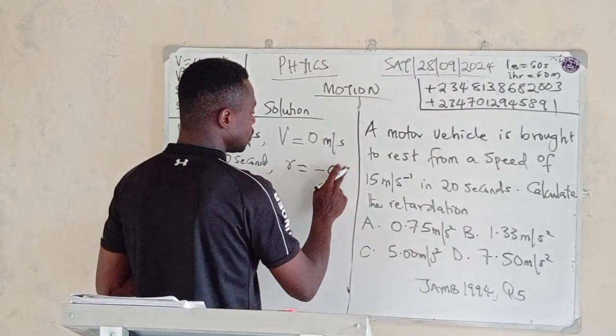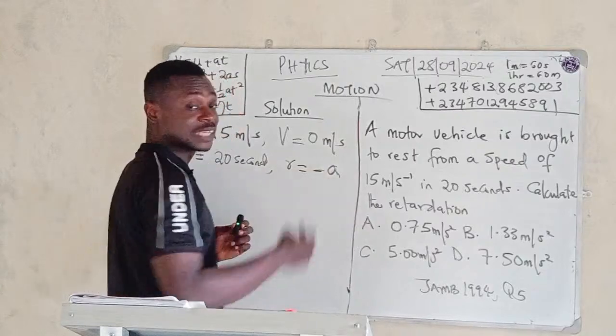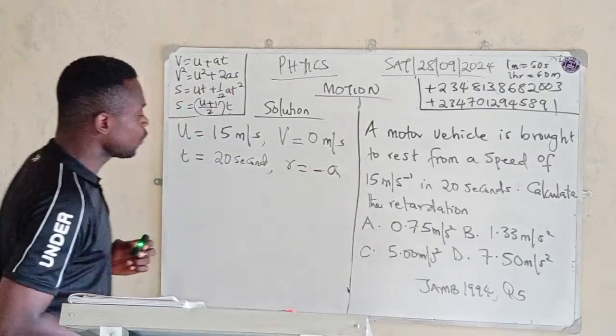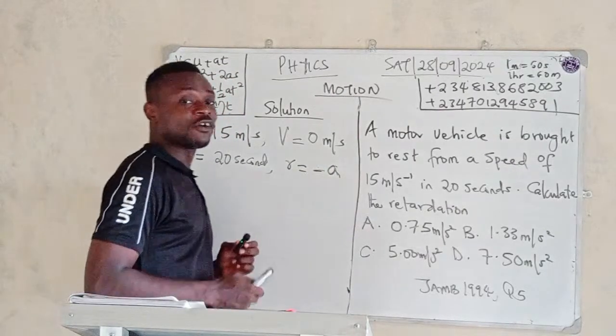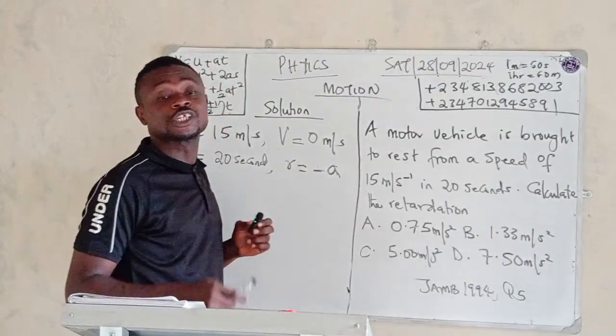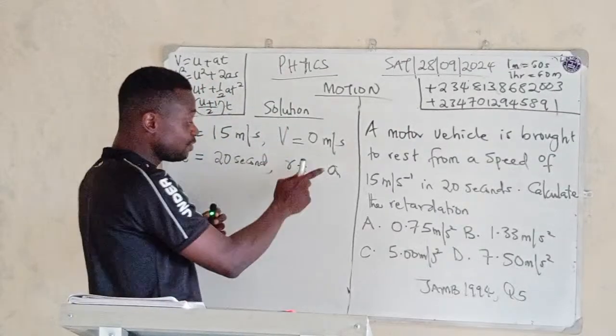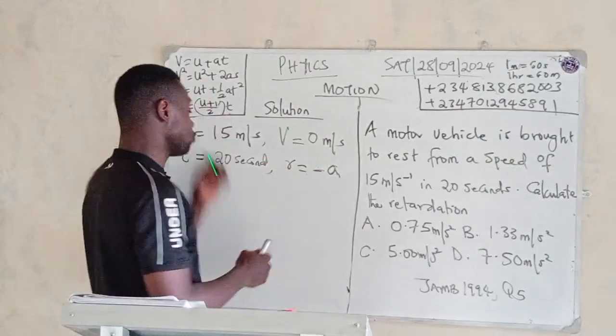We are looking for R, which is negative of A. It's the same value but negative. The effect of this is that it will only change the sign in the equation.